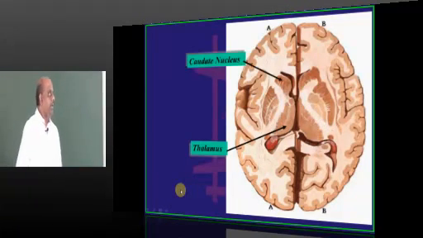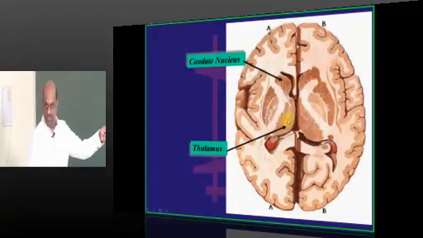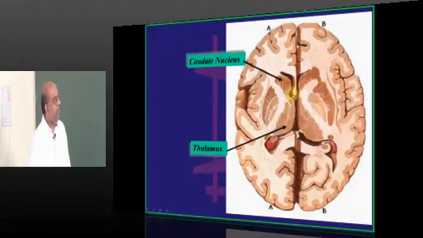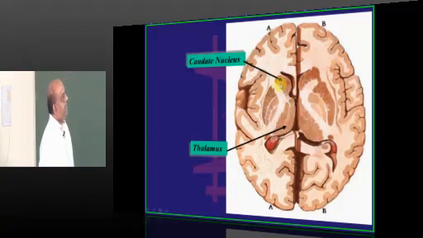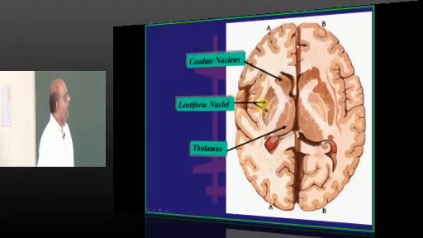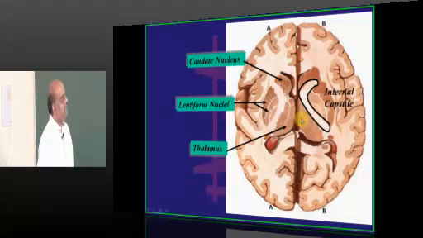So doctor, this is the thalamus which we are talking about. And what is this, doctor? The third ventricle, which is bordering it. The third ventricle is part of the diencephalon. Then this is the caudate nucleus, and this is the lentiform nucleus. This is the internal capsule.